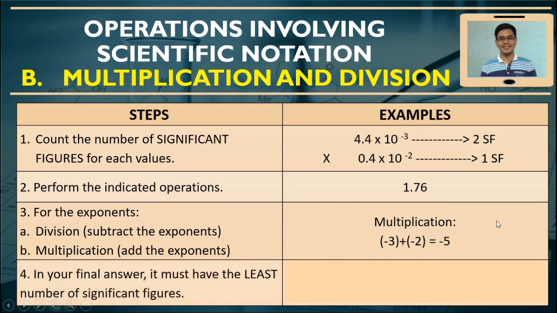And for your final answer, you are going to consider the least number of significant figures, wherein earlier it should only have one significant figure. So this 1.76 we will convert into 2. So it needs to have only one significant figure, which is why we rounded it off to the ones. And then it will give you the answer 2 times 10 raised to -5. So that's the final answer if you are going to follow the operations involving scientific notation for multiplication and division.